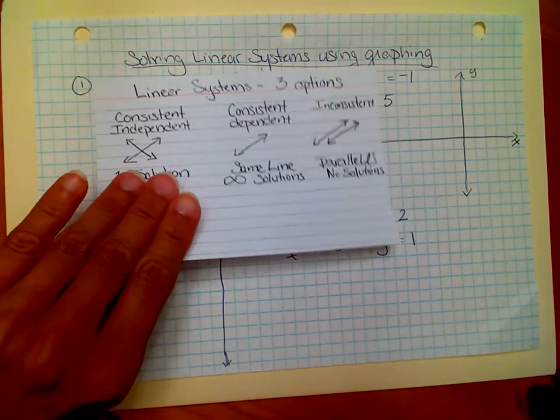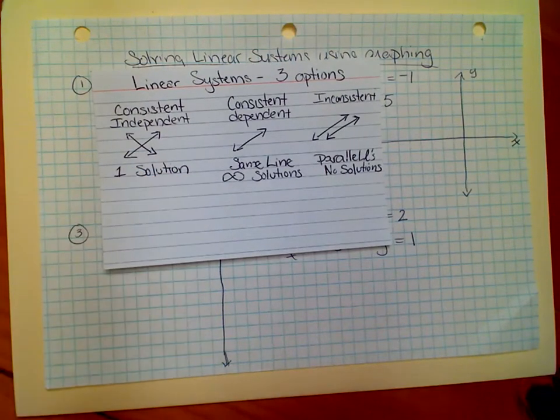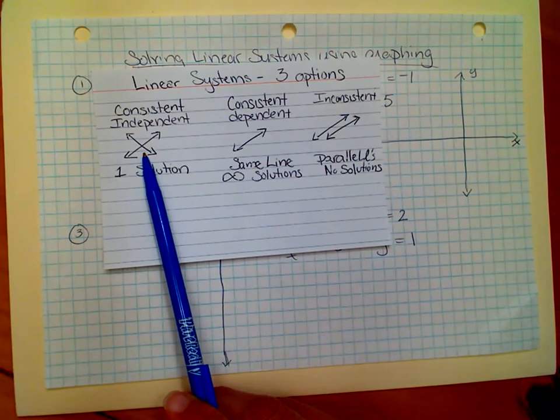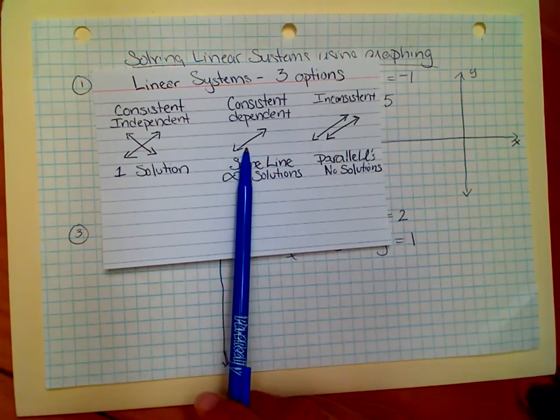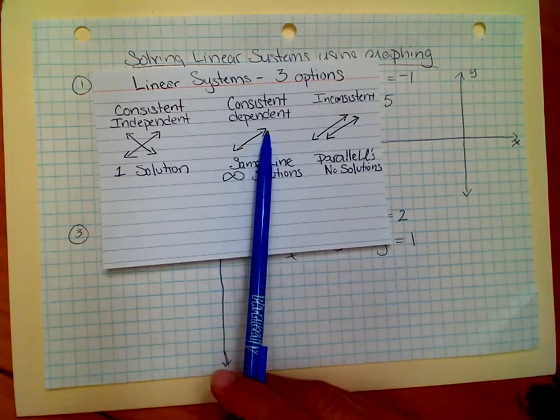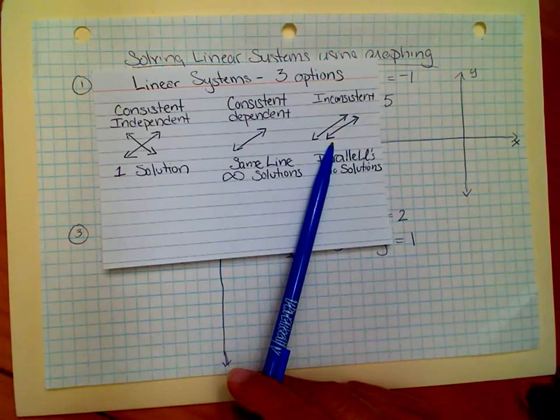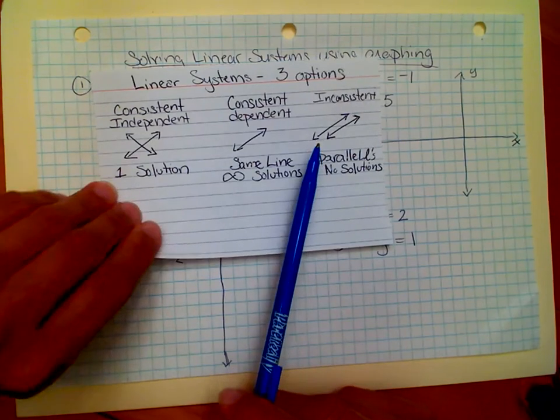So remind you that three different things can happen when you're graphing lines. You can graph two lines and they can intersect. You can graph two lines and they can actually be the same line, so it looks like just one line because you have one line on top of the other. Or you can graph two lines and they don't intersect because they're parallel. And remember, parallel lines have the same slopes.